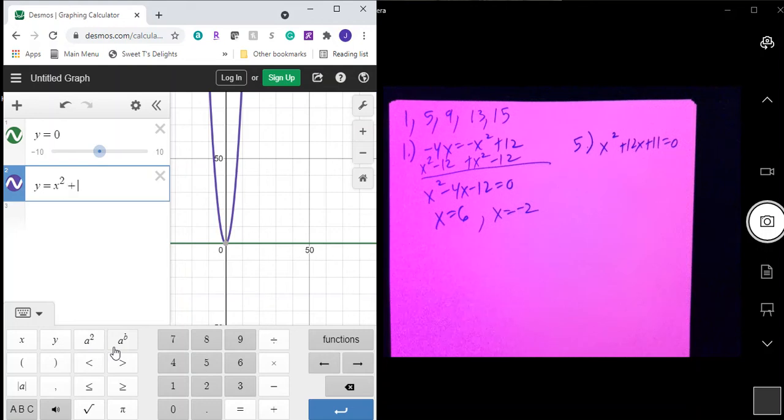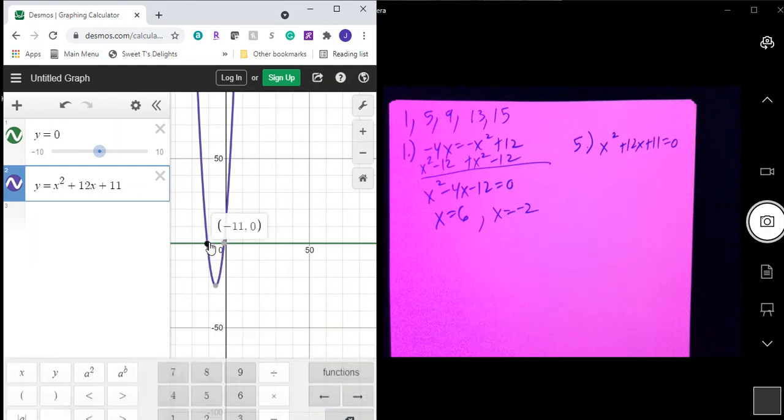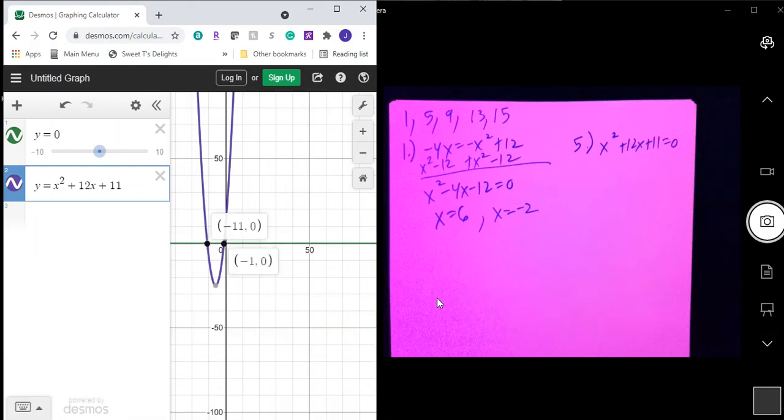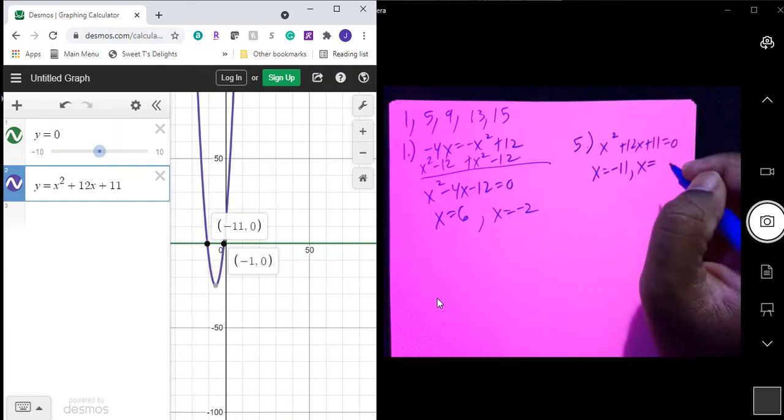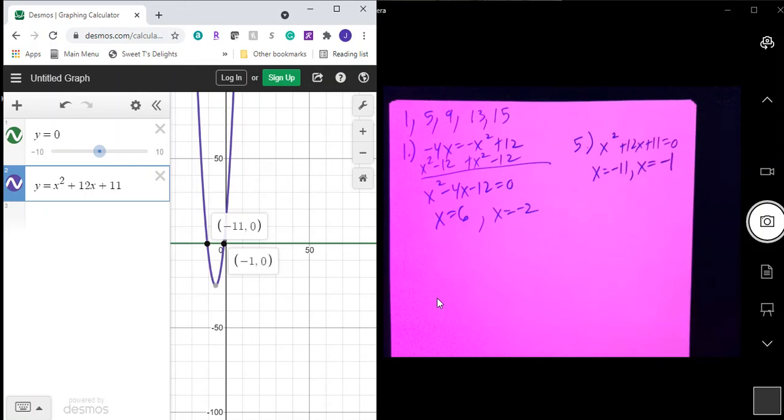plus 12x plus 11. And all we have to do here now is find their intersection points, which is here. So our intersection points are at x is equal to negative 11, and then also x is equal to negative 1. Now that's one approach.